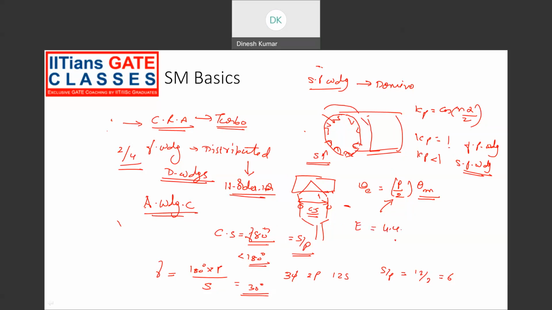Generally, the induced EMF is given by 4.44 Kp Kd N phi f, where N is the number of turns, f is the frequency, and phi is the flux. This is the pitch factor. This is the distribution factor. Okay.